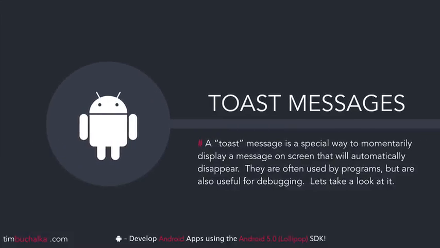In this video, we're going to explore toast messages. Now, a toast message is a special way to momentarily display a message on the screen when you're in an Android application. You may have seen those come up before if you've used an Android device in the past. It'll pop up, perhaps for half a second or a second, and then automatically disappear. So they're often used within programs to signify a certain event or something happening, but we can also use them for debugging, and they can be quite handy. So let's take a look at how we actually go about implementing toast messages for debugging.